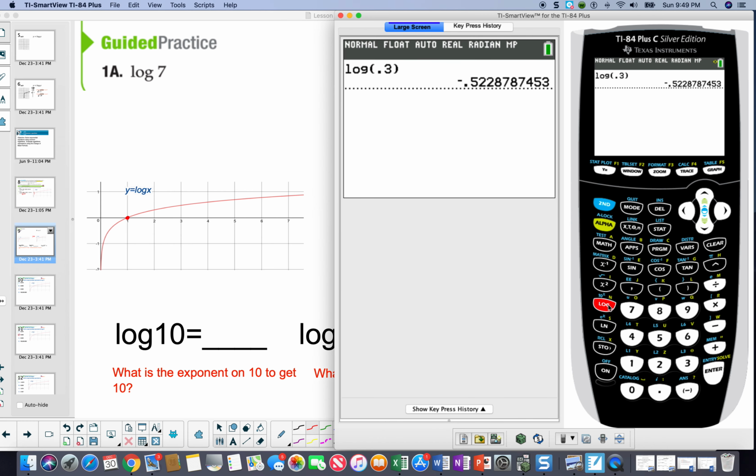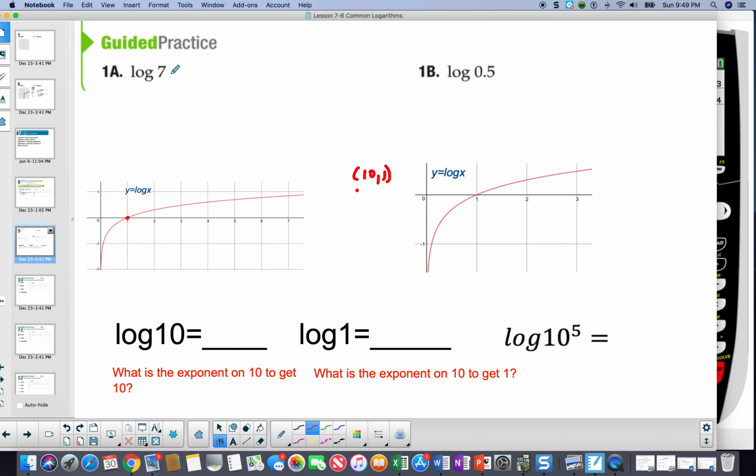We'll press log, and then we'll press 7, and then we press enter. And so our answer is approximately 0.8451. All right, let's go ahead and find log of 0.5.